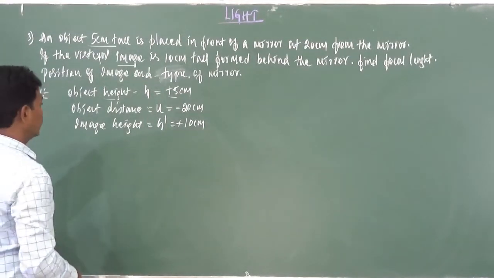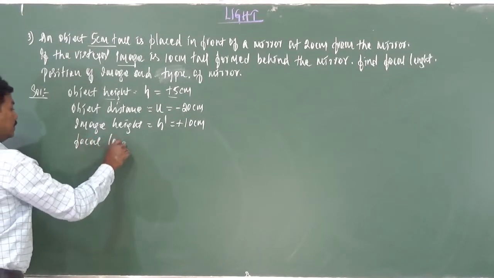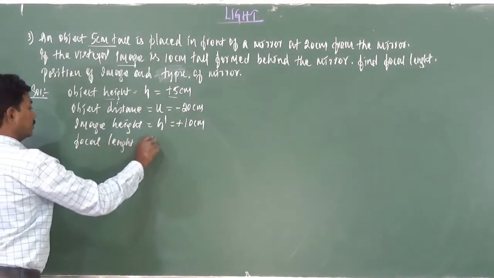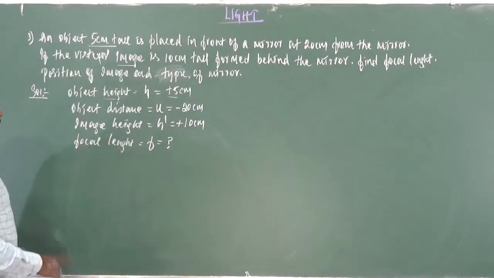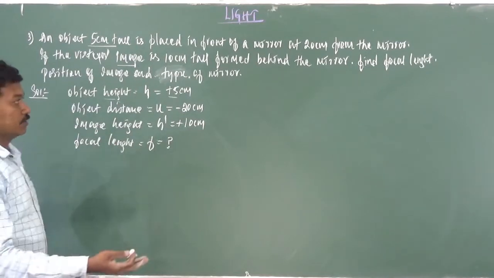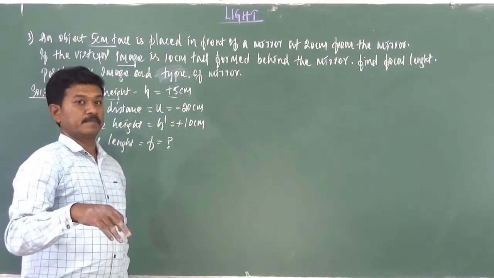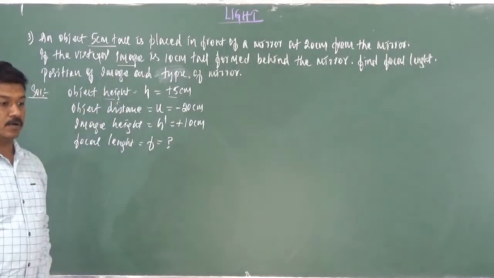So find the focal length. We have to find focal length. So focal length, we do not know whether it is positive or negative. We will just put f question mark and not put any sign for that. Depending upon the focal length we get, we will decide whether the mirror is a concave mirror or a convex mirror.